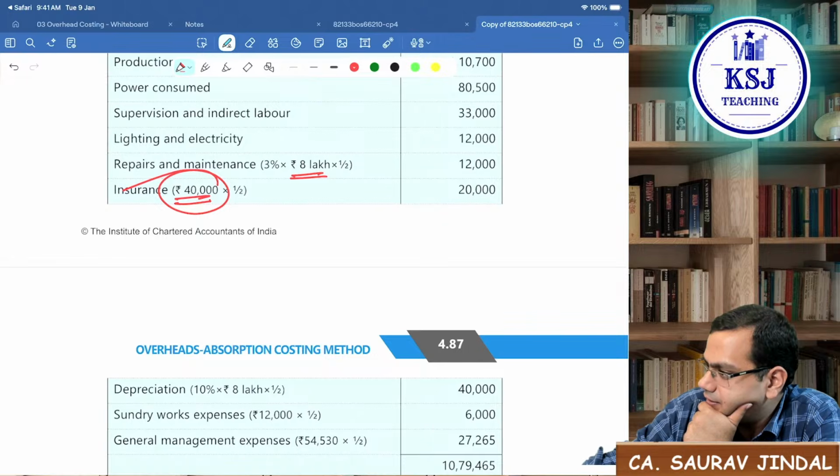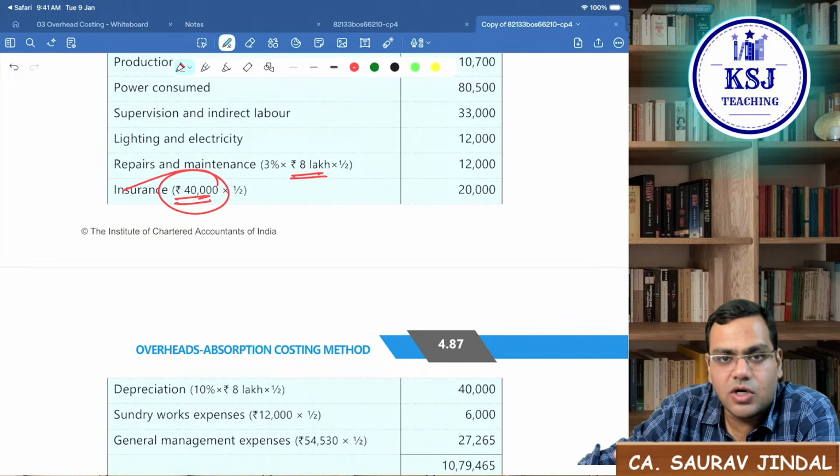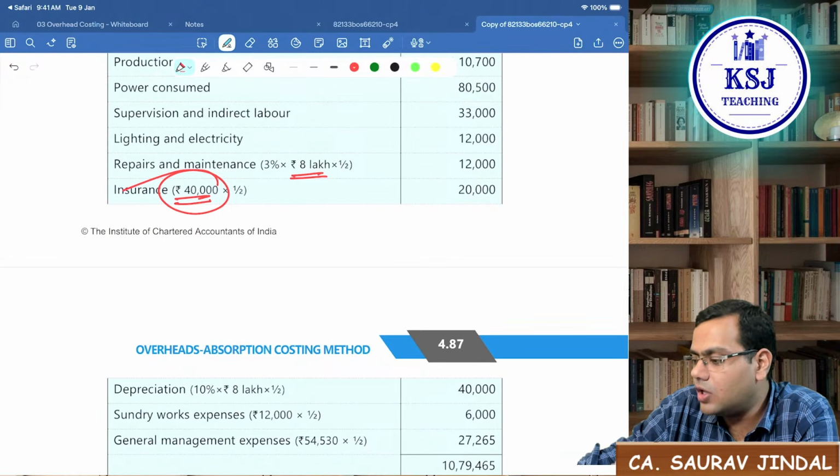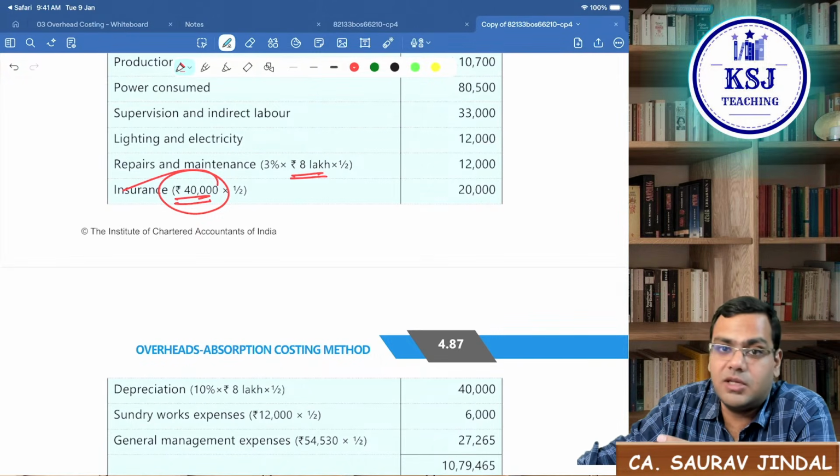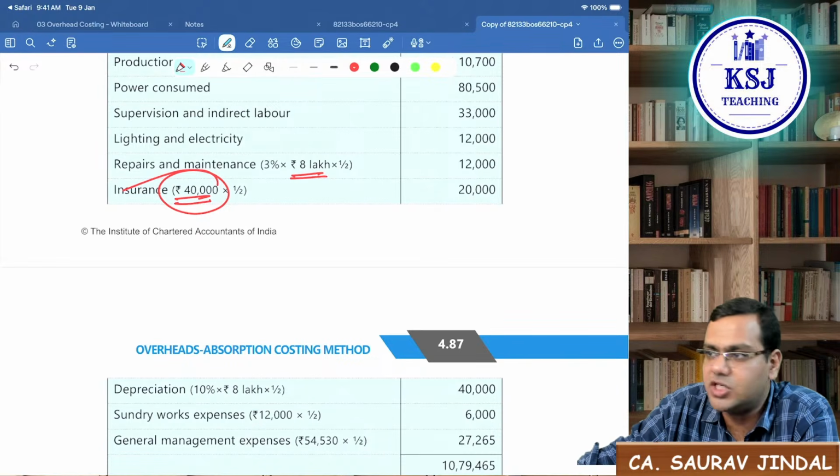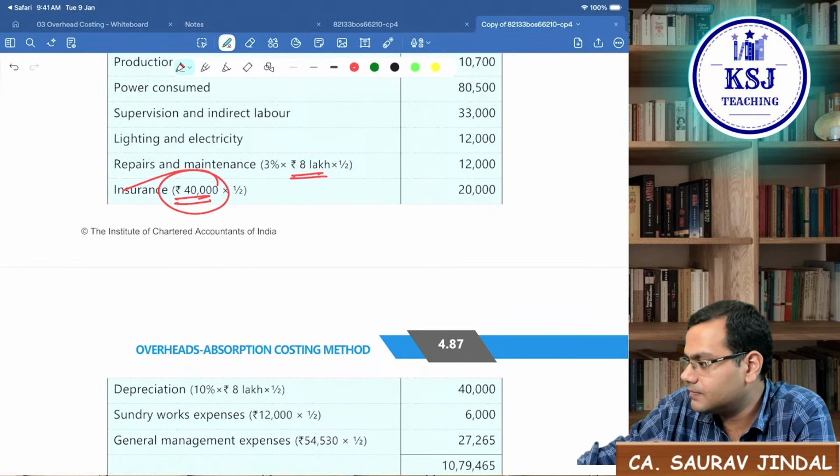Got it? So that is why these costs are to be calculated for all the machines, not only for 6 machines, because there is certain cost which will be incurred on all the machines. The working might be 6 machines at any point of time. Clear?